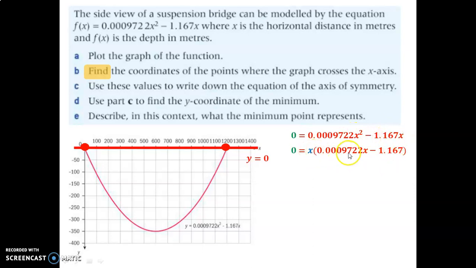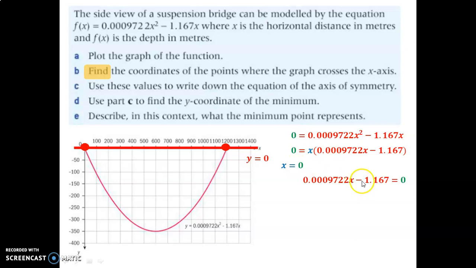Now we have something times something. In mathematics, the only way to get a result of 0 when you're multiplying two things is if one of those two things is in fact 0. Therefore, we're going to say either that x is 0 or this whole piece here must be 0, because that's the only way we will get a result of 0. So now this one's already solved, x equals 0.